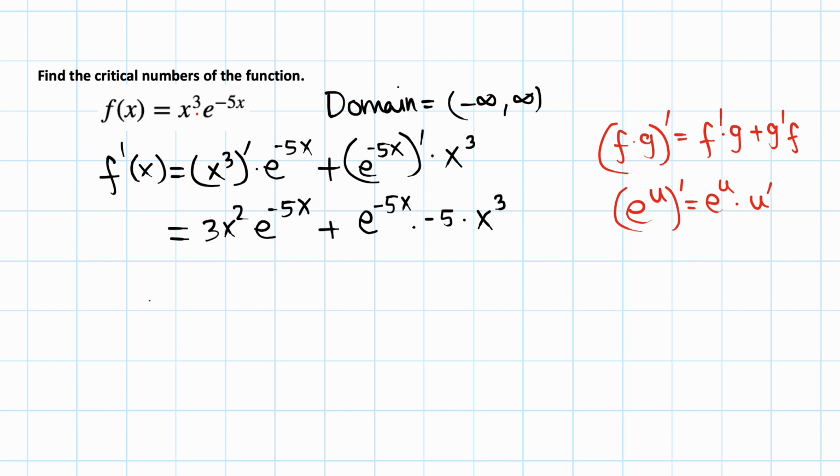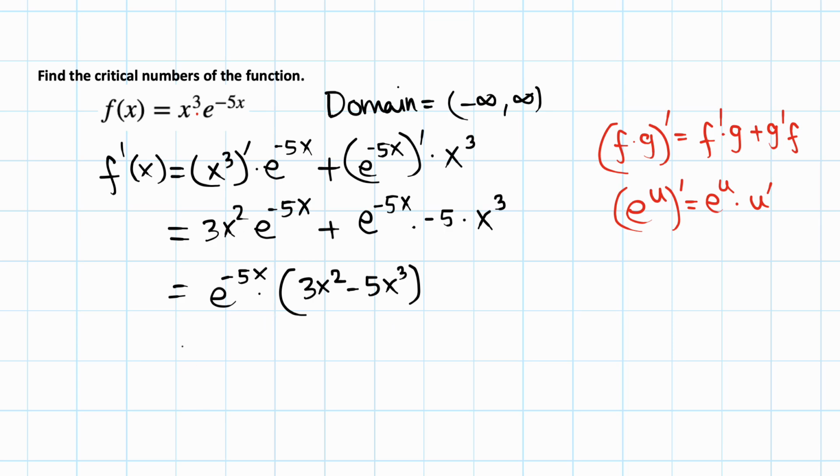Now we want to see the x values where the derivative is undefined or the derivative is 0. But before we do that, let's at least simplify these two terms. Let me just factor e to the negative 5x out. That leaves 3x squared, and here we have negative 5x cubed. Okay, and again this is a polynomial defined everywhere. This is an exponential function defined everywhere. So this derivative is defined everywhere.